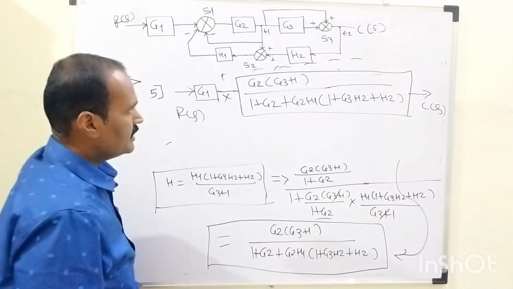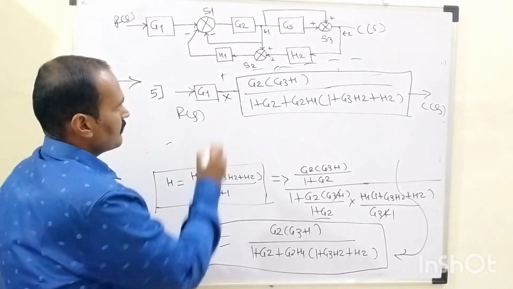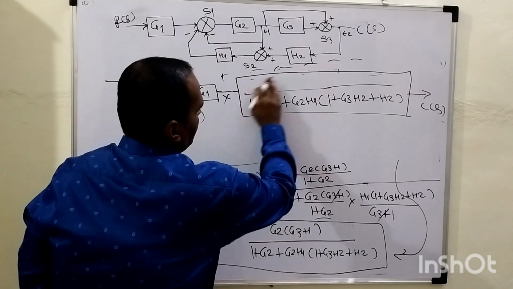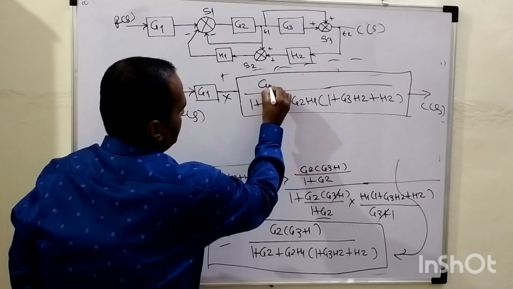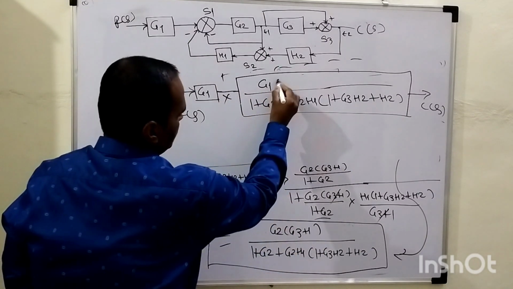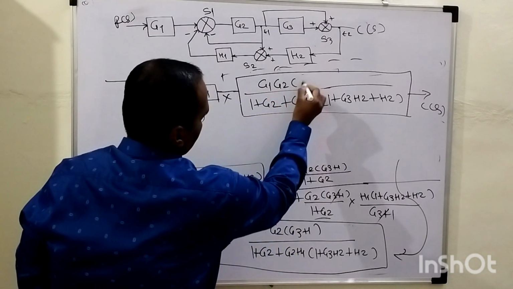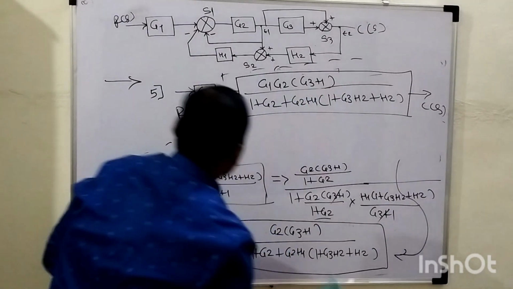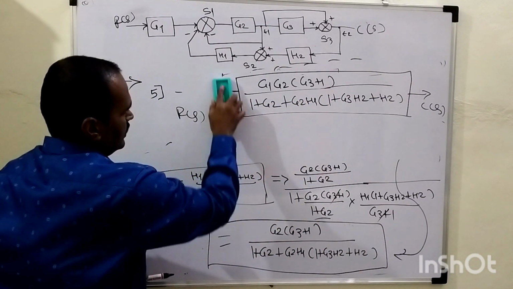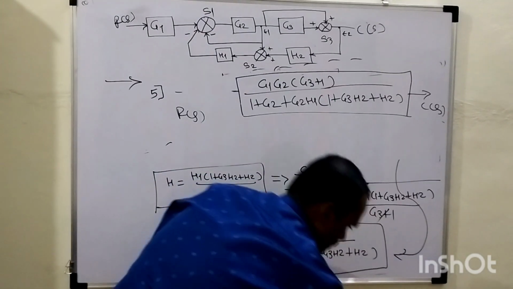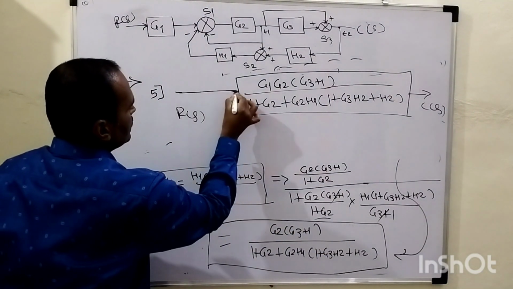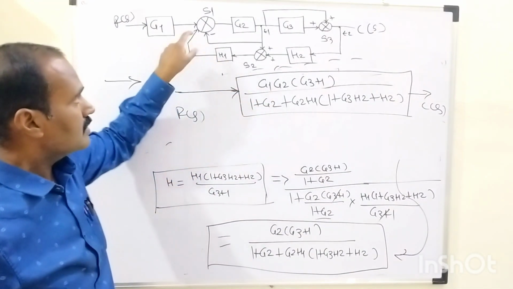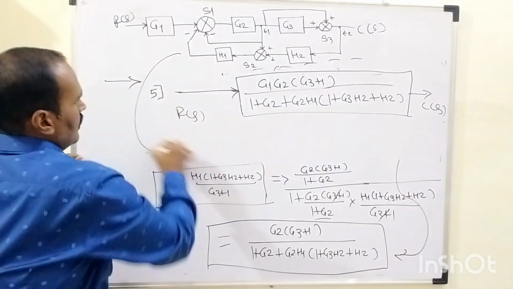As a result of this, it will become what? G1 into this whole term. So here I will modify, right? It is G1 into that term, which is G2 followed by G3 plus 1, and this G1 is being removed. So this is the transfer function of that system, right? So the transfer function of this given system is this one.